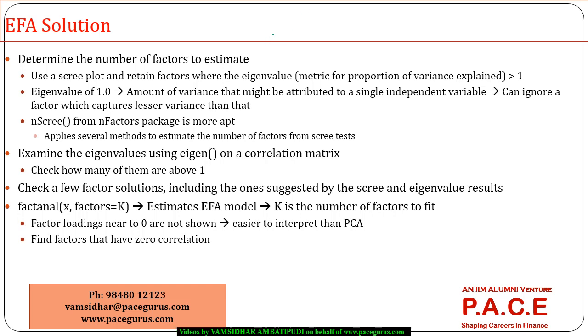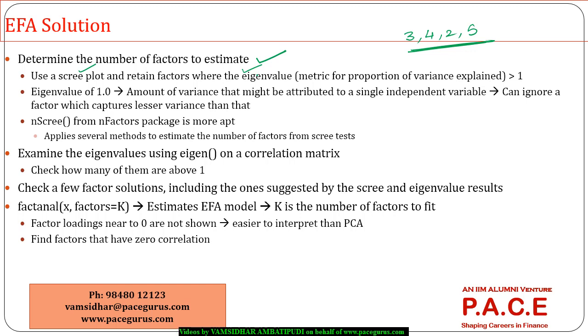So let me get into looking at a few small things. Determine the number of factors to estimate. So do I require 3 factors, 4 factors, 2 factors, 5 factors? How do I really assess how many factors to estimate? For that, I can use a scree plot, right? I can do a scree plot and retain the factors where the eigenvalue is greater than 1.